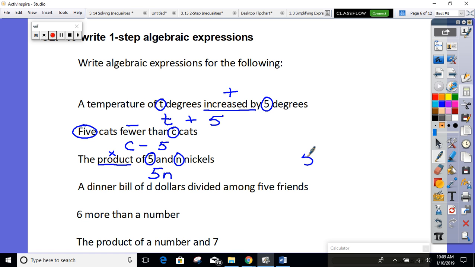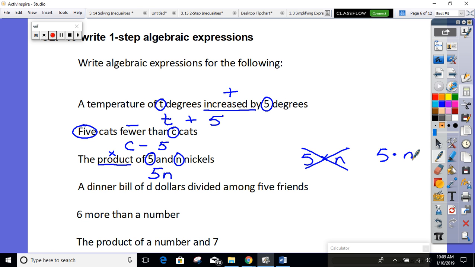You don't want to write 5 times n like that because we're going to be using the letter x as a variable a lot of the time, and that might look like a variable. You could write it as 5 times n like this, but this is the better way because you're using as few symbols as possible, so it keeps it a little simpler for us.